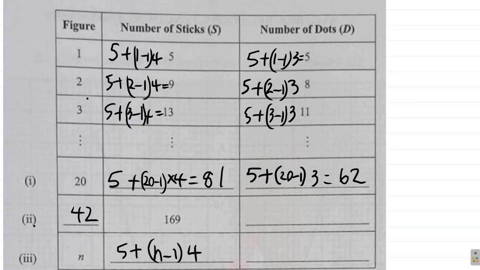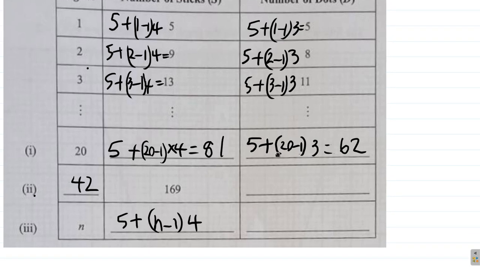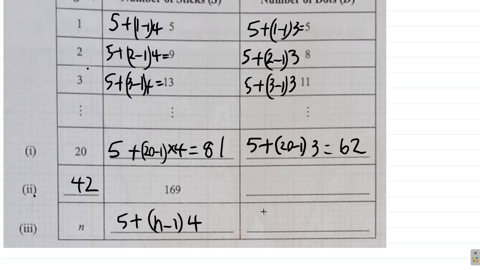Now, while we're at it, let's put in the general formula for n. This should be 5 plus n minus 1 by 3. Okay? So you see that?